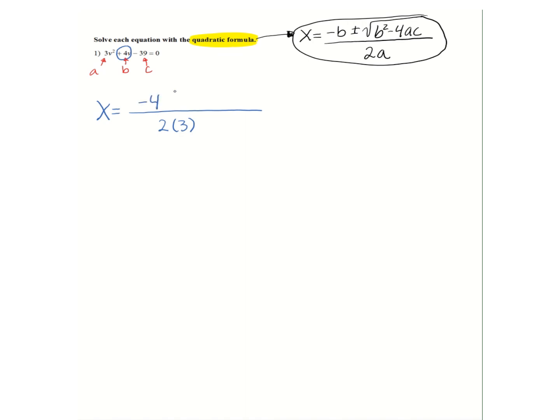Our b is the opposite. So this is why we're going to put negative 4 there instead of positive 4, since there's a minus in front of the b. Inside the radical, we have b squared, which is 4 squared, times the negative 4, minus negative 4, and then your 8 times c, which is 3 and negative 39.